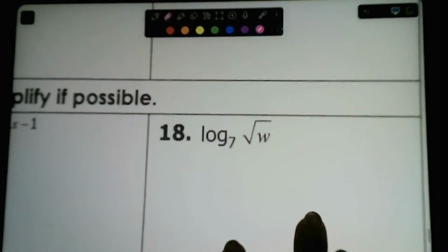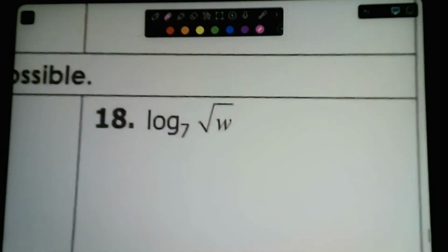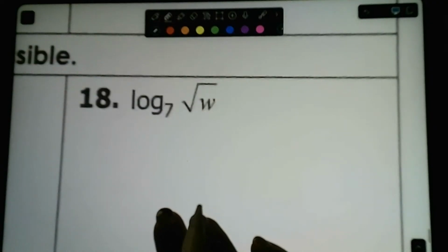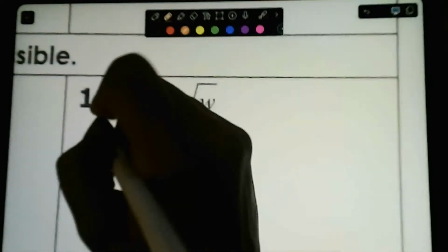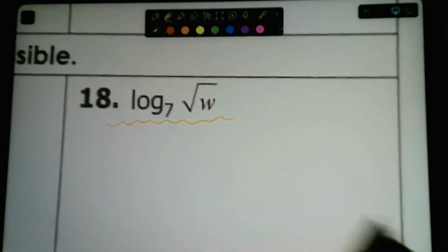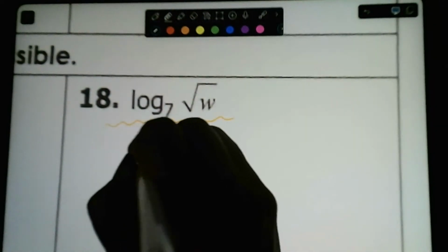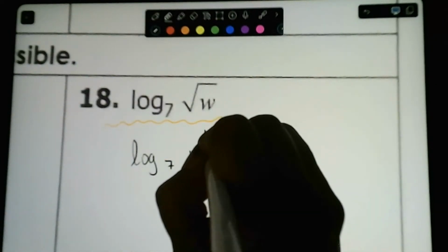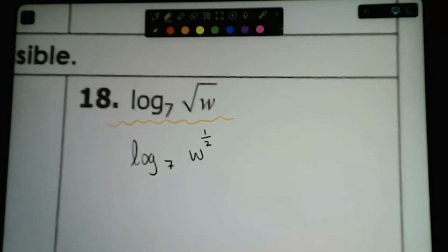So looking at number 18, my first instinct is to freak out because, oh my God, there's a square root. And then the next thing that I want to do is I recall that I can change out square roots for fractional powers. So that's going to be the change I'm going to make. This is the log base 7 of w raised to the 1/2 power. Do you need the reminder on how we go from square root to fractional exponents? Yes?